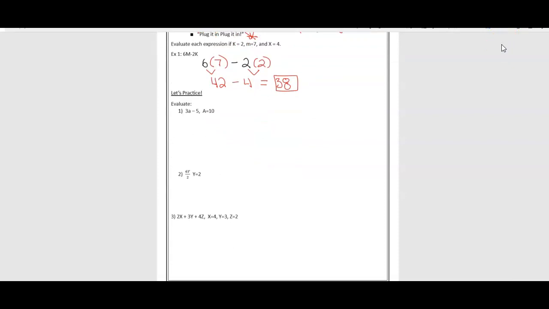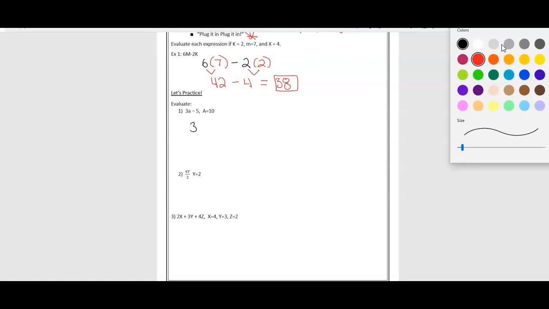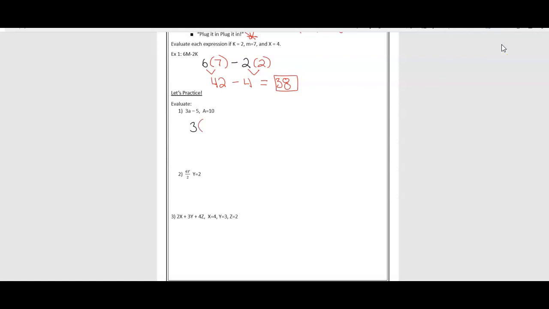Okay, so now we have a few more examples. So I have 3a minus 5, and then a equals 10. So again, I'm going to just plug in. So 3, instead of a, I'm going to multiply by 10 because that's what a is. And then subtract 5 in the back. So 3 times 10 is 30. And then minus 5, that's going to equal 25.